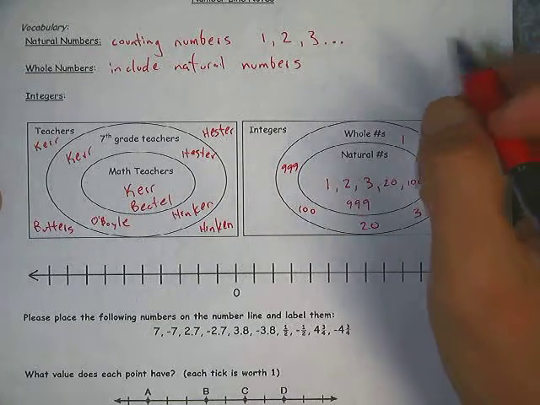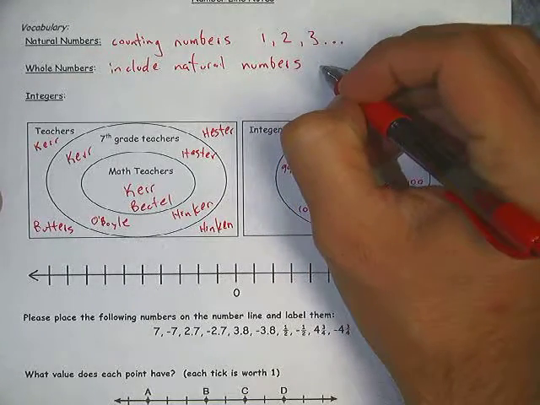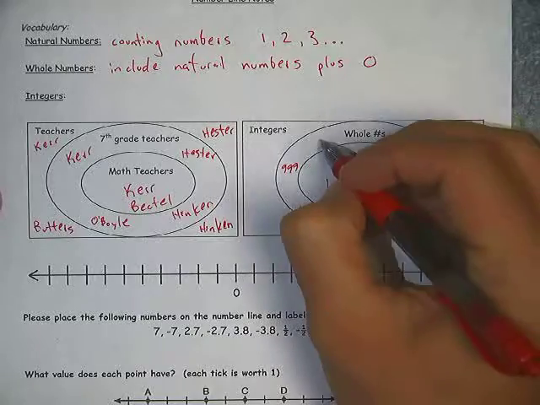But we add one more number to the whole numbers. And this is a number you learn kind of when you start going to school. You don't learn it as a child necessarily, but the number is 0.